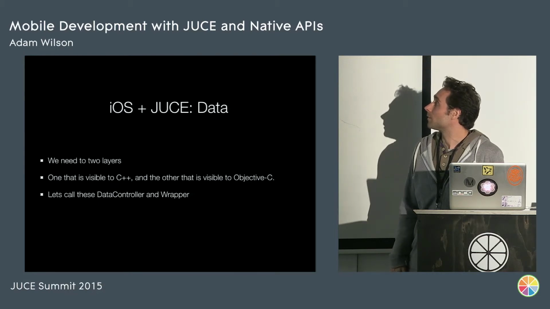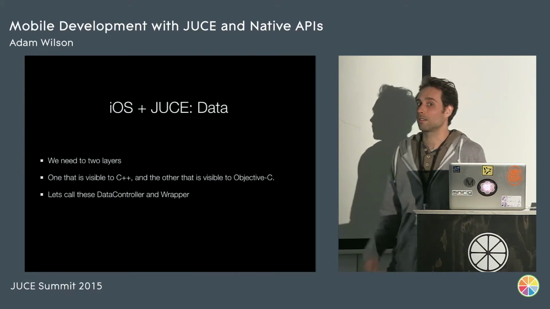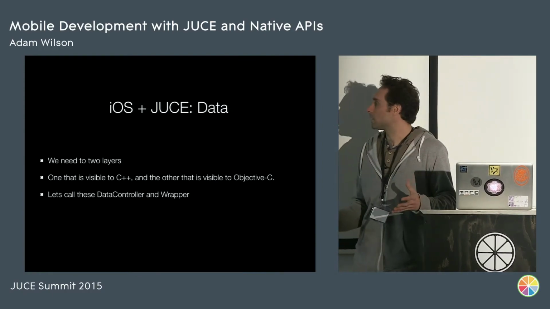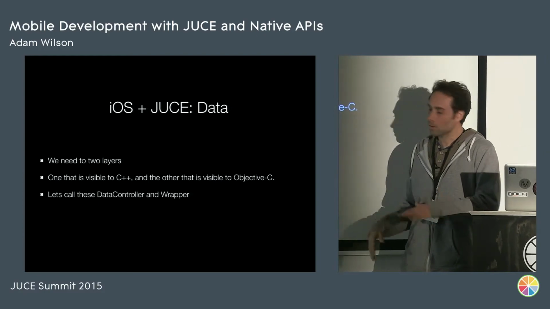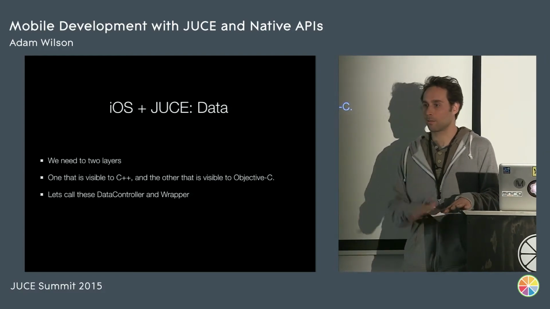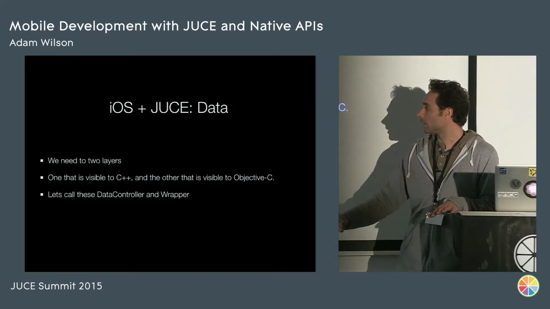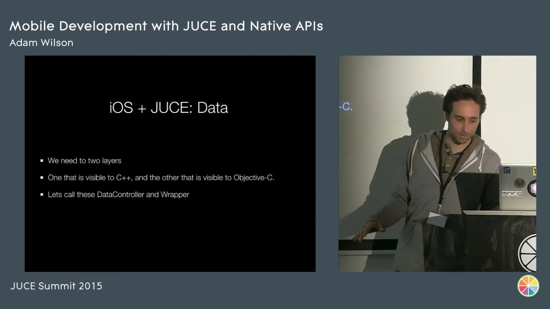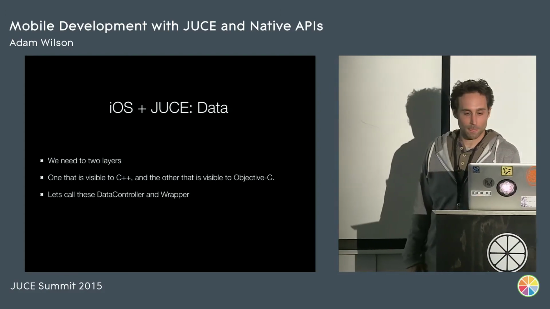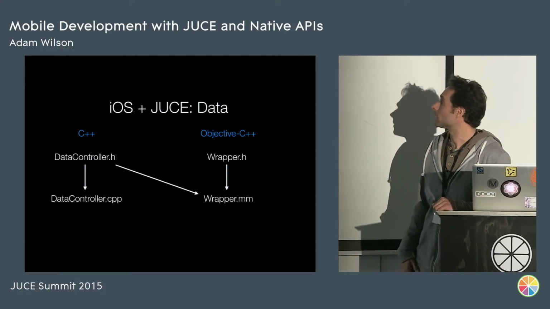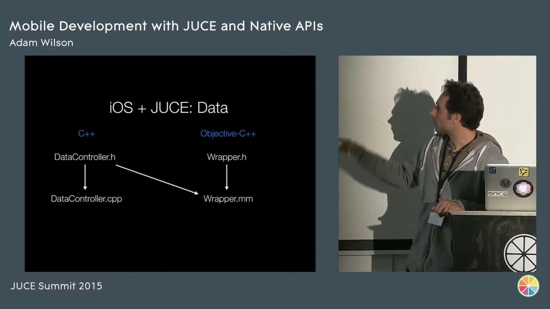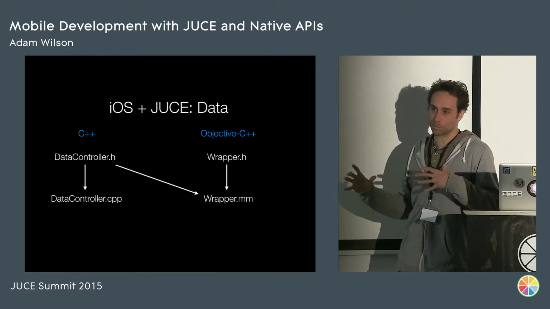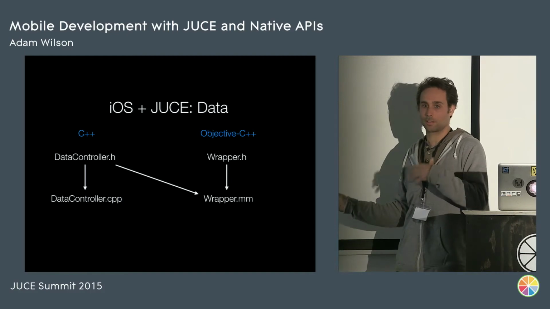So moving on to sharing data between an iOS app and JUCE. To achieve this, we need two layers. One that's visible to our C++ code and the other that's visible to Objective-C. For the purpose of this talk, I'm calling them data controller for the C++ side and wrapper for the Objective-C side. The Objective-C side is actually Objective-C++, which is a proprietary Apple language that mixes Objective-C and C++.